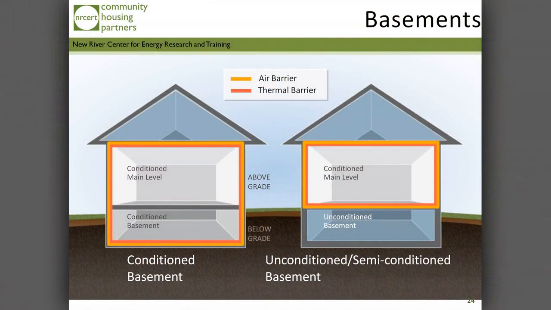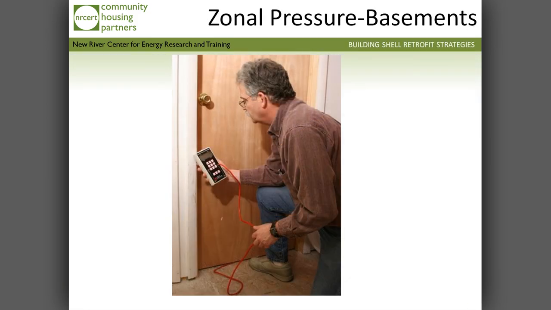But if it's supposed to be inside, what should my zonal pressure be across this plane right here? Zero, right? Because that's inside. In this case, on the right, 50, yep. Okay, so this could be a garage, it could be a basement. This is how we would do the zonal pressure test across this door.